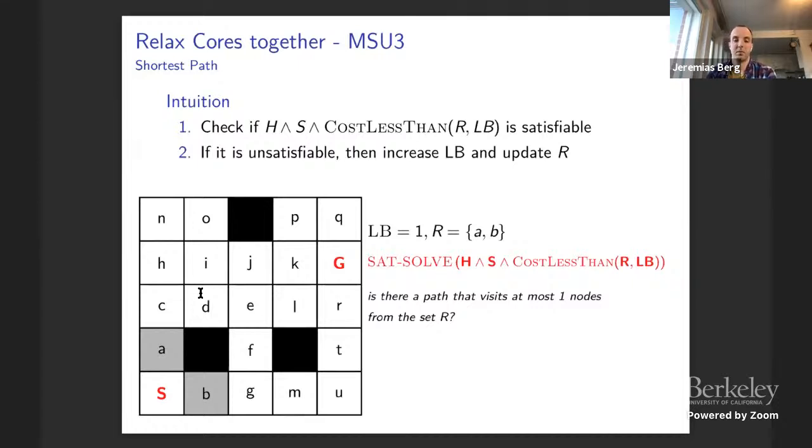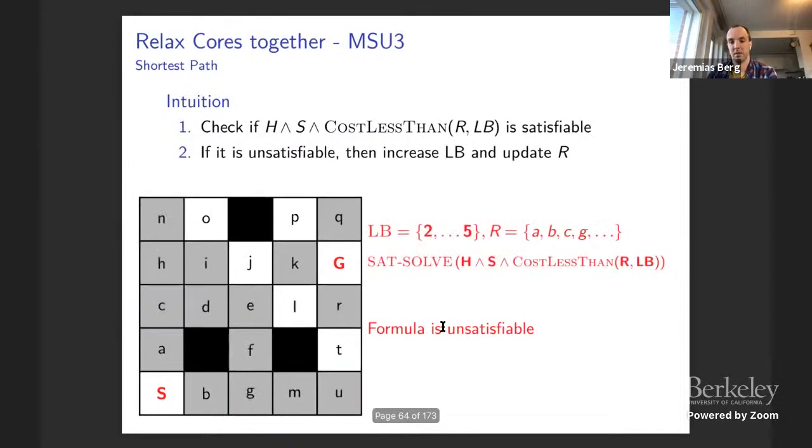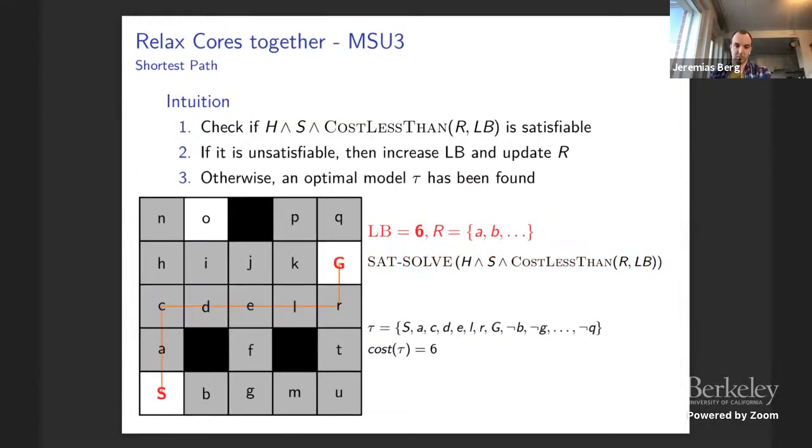And this is still unsatisfiable, and we'll get a new core, say for example, the one containing the nodes C and G, or the soft clauses corresponding to these nodes. And then we again bump up our lower bound and keep going. In the fifth iteration, we might have found cores containing all of the nodes here in gray. And now we're asking for a path that goes through these gray nodes, but at most five of them. And we still can't find one, and we get our final core and ask the SAT solver for a path that goes through at most six of the nodes in this set. And now it finds one, which we then return as an optimal solution.